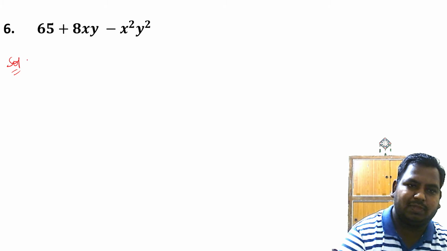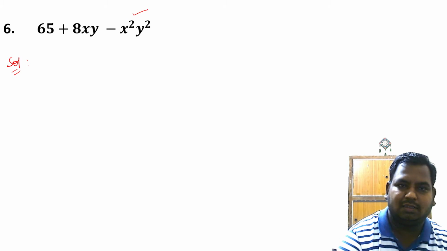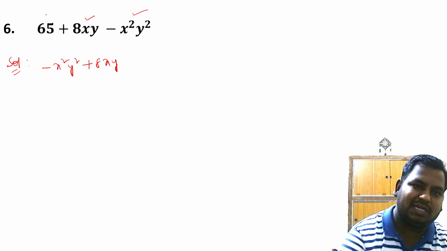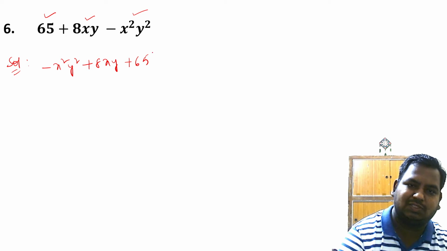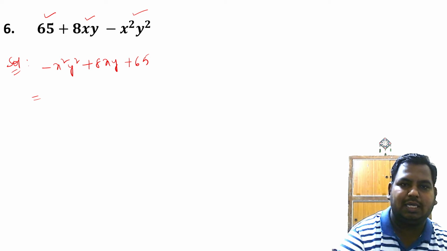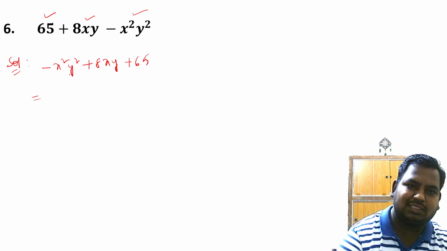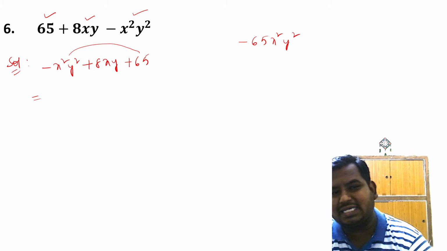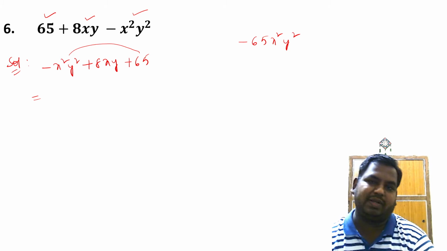We have to factorize this polynomial. What is step number 1? Arrangement. First we'll have minus x square y square. Then we'll have minus 8xy. At last we'll have 65. Arrangement completed. Okay. What is next step? We have to multiply first term and the last term. So product of first term and the last term is minus 65x square y square, because 65 into minus x square y square is minus 65x square y square.